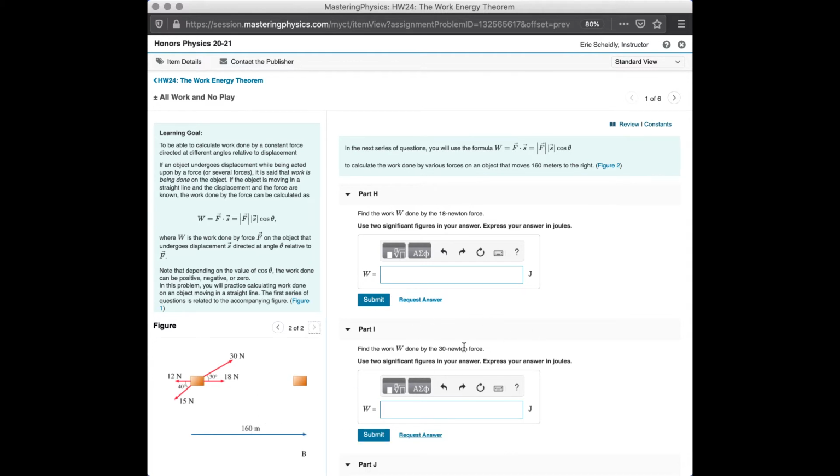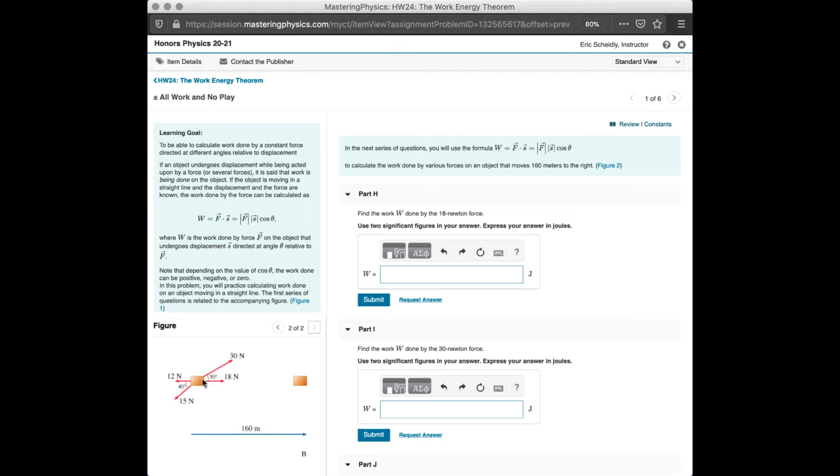For part I here, this 30 Newton force is a little bit more complicated because the 30 Newton force has two components. It has a component that is in the direction of the displacement, and it has a component that is perpendicular to the displacement. The perpendicular component does no work. The work is done by 30 cosine 30.